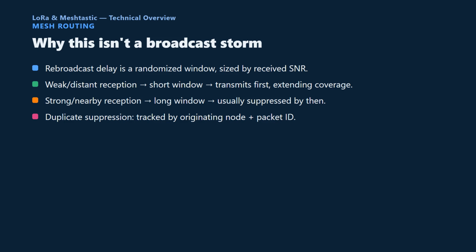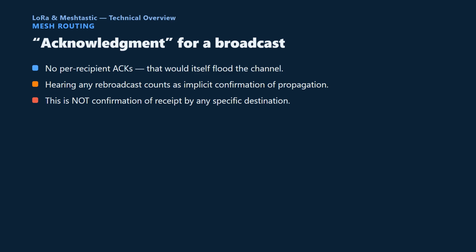Duplicate suppression backs it up. Every node tracks packets by originating node number plus packet ID, and will not relay the same pair twice. Because per-recipient acknowledgement of a broadcast would itself flood the channel, Meshtastic does not do that. Instead, hearing any node rebroadcast your message, whether or not that node can even decrypt it, counts as implicit confirmation the packet is propagating. That is not a delivery guarantee to any specific destination. It only tells you the packet left your local radio neighborhood. Keep that distinction in mind, we will come back to it in the limitations section.